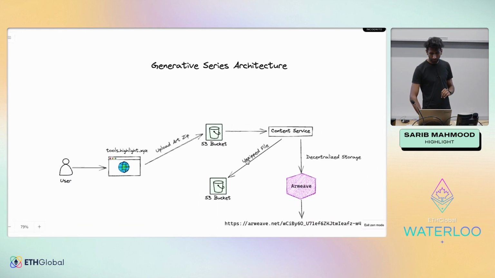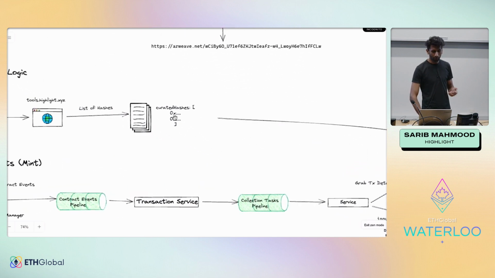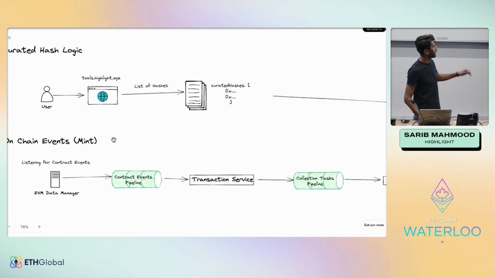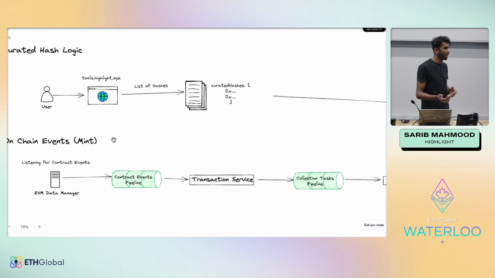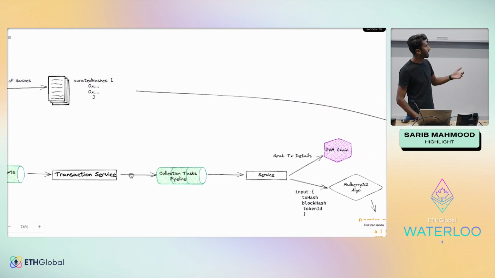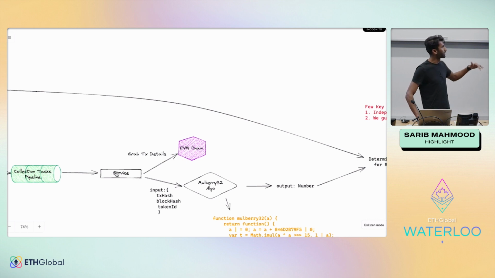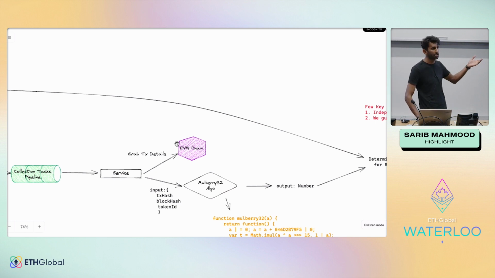Just going back to the details of it. We've already gone through this part, which is that you have a set of hashes, but we have an EVM data manager, which listens to live events on contracts. Whenever an event happens, let's say a mint happens, we pick that event up and it processes through our pipeline of transaction service. When it ends up at this service, it knows that a mint happened and what the transaction of that mint was.